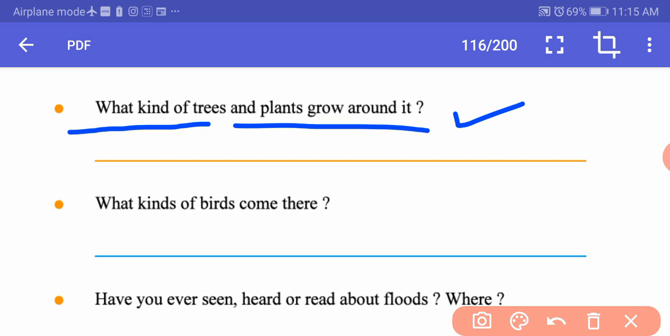The next question is, what kind of birds come there? So you can write crane, eagle. Eagles come there to eat the dead fish in shallow water. And cranes also come to eat fish. Crows, ducks, etc. come there. You can mention the names of these birds. And if you have seen any other birds apart from these, then you can write their names as well.